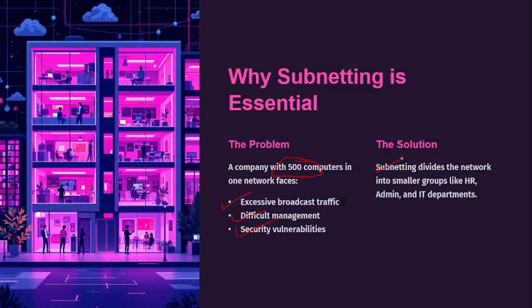So the best solution is subnetting, where we divide the entire network, that is 500 systems, into smaller subnetworks, each network with a specific number of systems. Thereby, you can easily monitor and control the overall system.